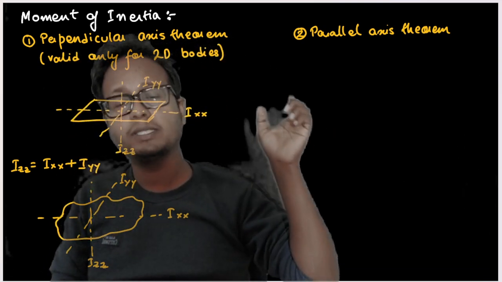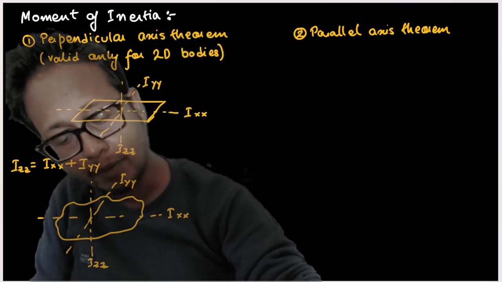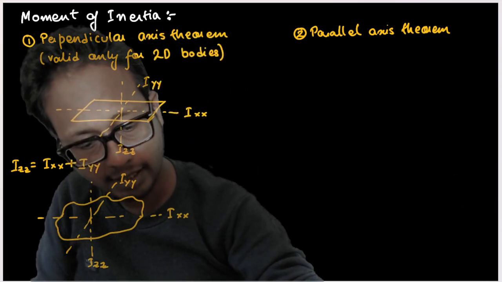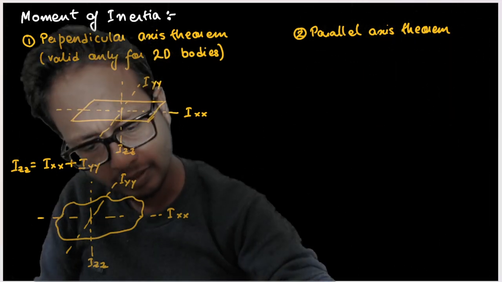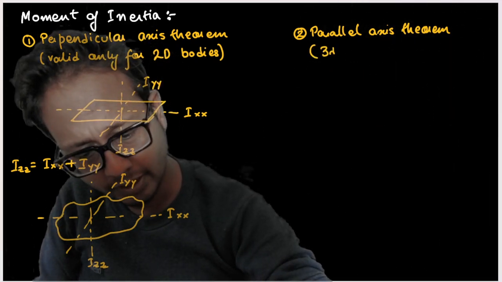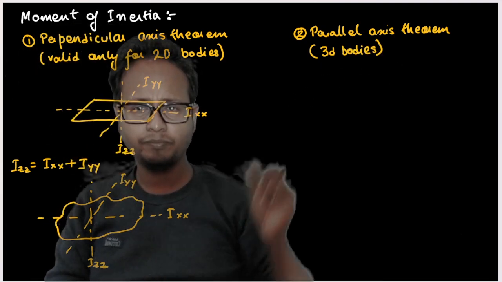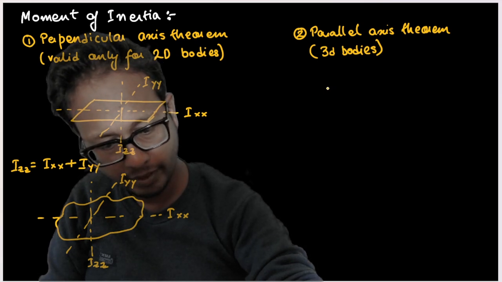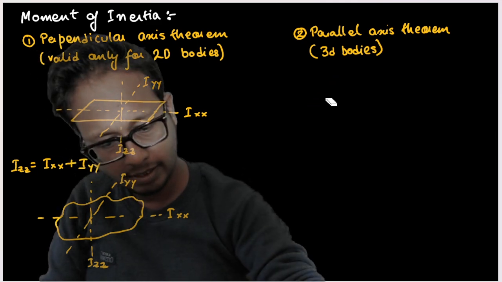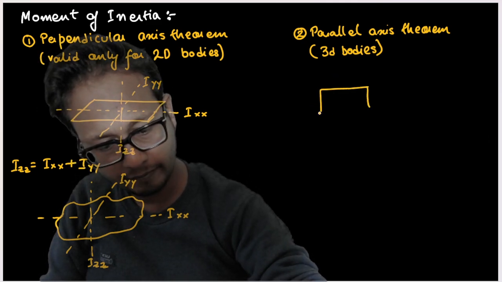And the second thing that I'm going to discuss is the parallel axis theorem. This is valid for any body: 2D bodies, 3D bodies, any type of bodies. 3D bodies also include 1D bodies and 2D bodies. What this theorem says is that suppose there is any object. Let's say this is my 3D object.